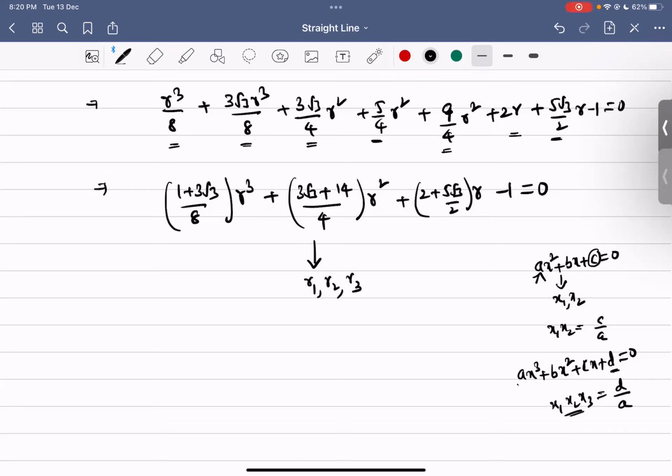So the same thing if you apply here. Here r1, r2, r3 is equal to what? Product of the roots r1, r2, r3 is equal to minus 1 by 1 plus 3 root 3 by 8. Therefore minus 1 by 1 plus 3 root 3 by 8, that is equal to minus 8 by 1 plus 3 root 3. So this is the answer to this question, that is r1 into r2 into r3.